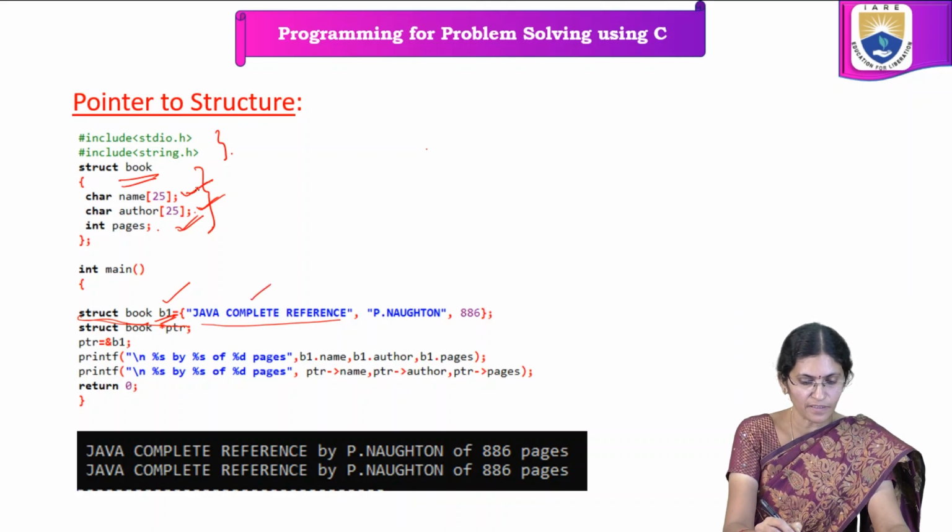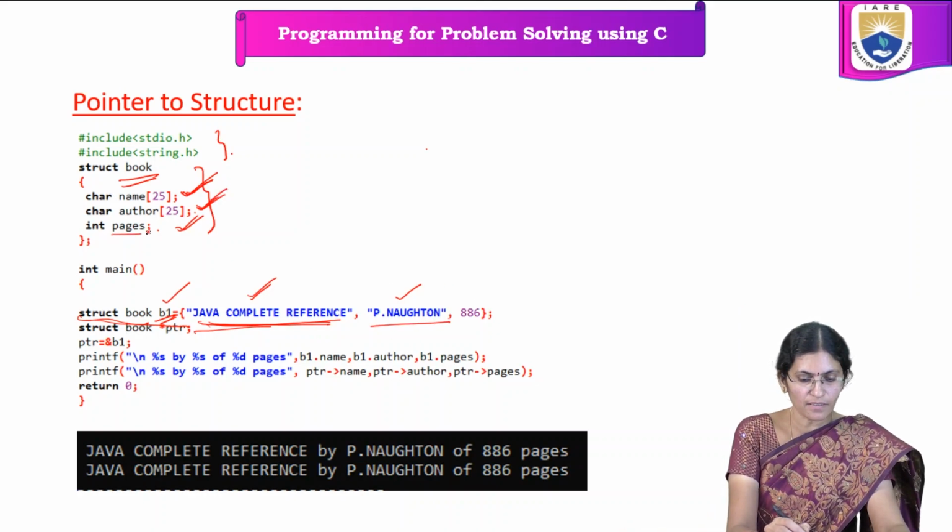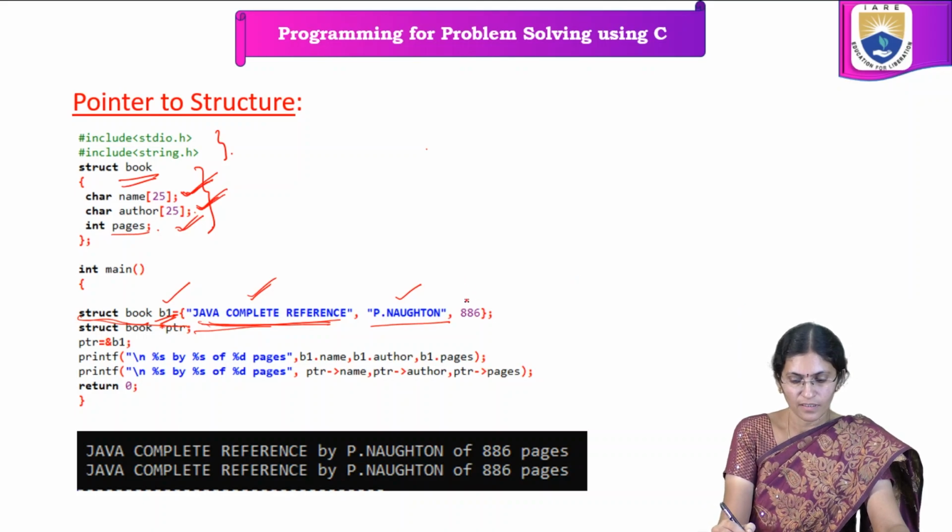So the first one is an array of characters. So here we need to give an array of characters, the name of the book, or title of the book you can say. So Java Complete Reference is the name of the book, and then the second member is author. So the corresponding name we have given as p.norton, and the last member of this is pages. So the corresponding value we have given is 886.